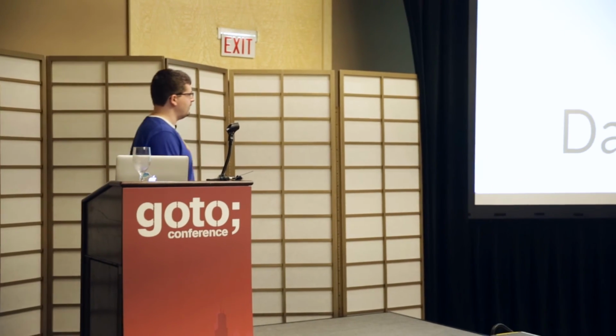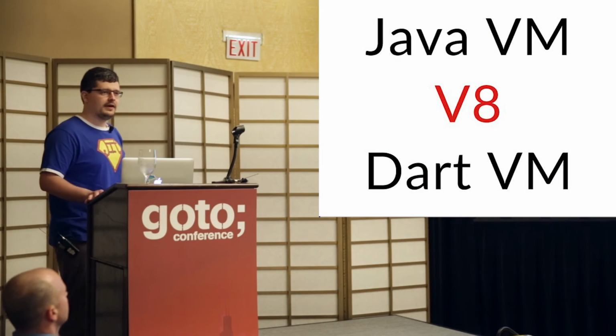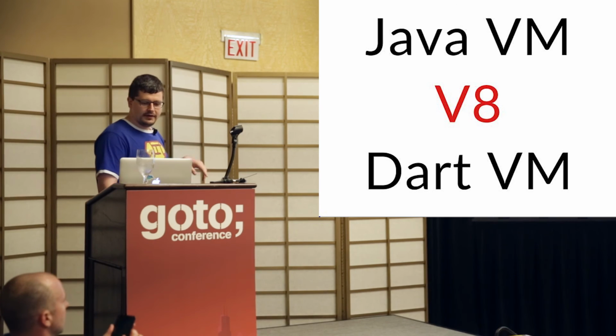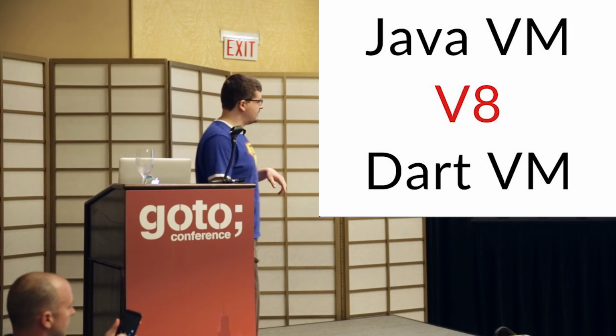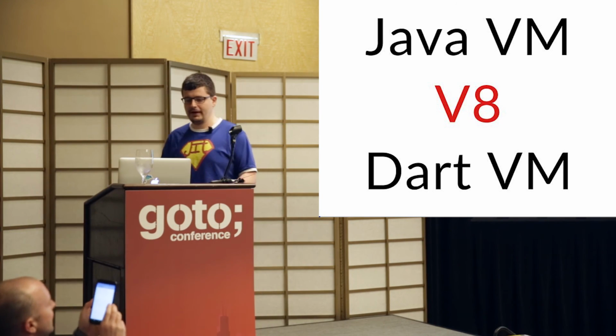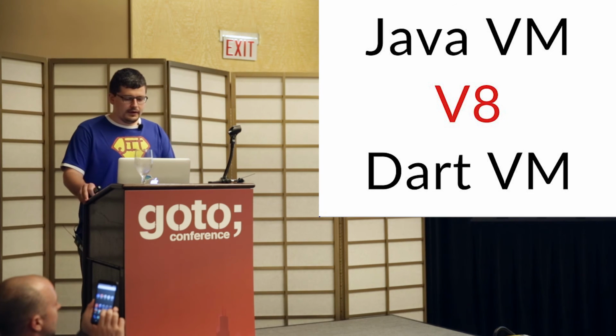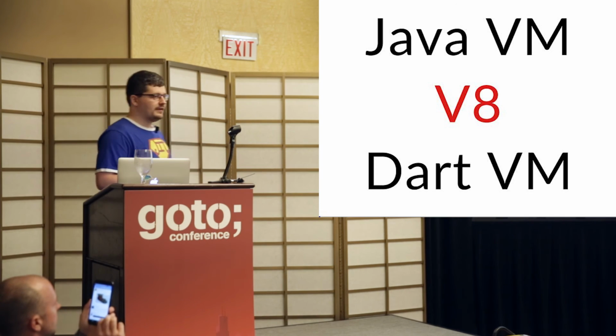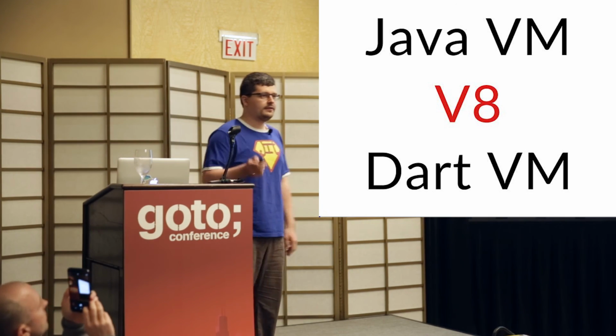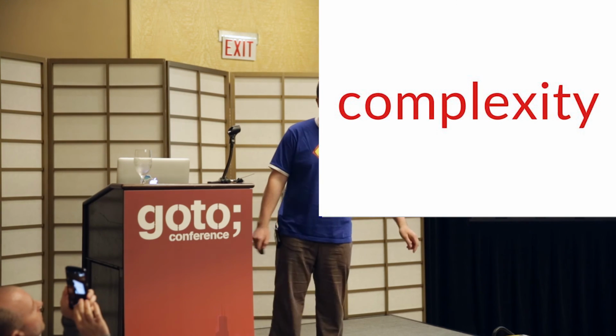So I worked on a few VMs in my life, and as all people do in VMs, I started with a Java VM, and then I went and participated in the V8 development, and I will be mostly talking about V8-related stuff here. And for the last 3 years, I have been working on an optimizing compiler for the Dart VM. And all of these VMs I worked on, they have one thing in common, and it's complexity.